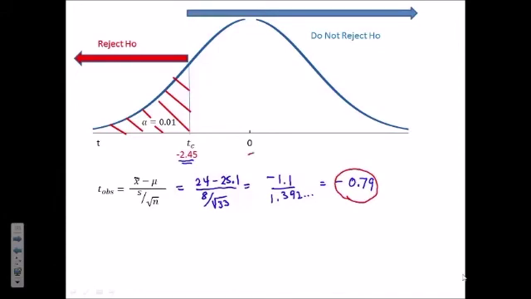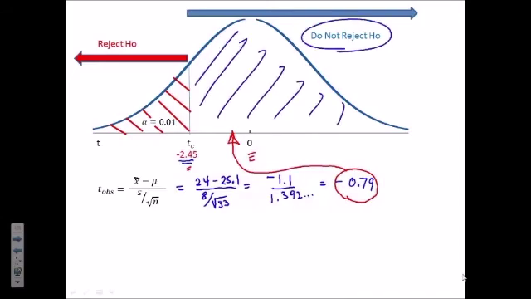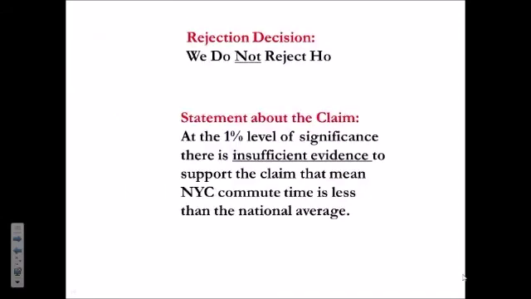Well, 0's in the middle. This is negative 2.45, so negative 0.79 would be someplace in here. It's in the do not reject H0 part of the curve, so we would say we do not reject H0. This is the case where our result is not statistically significant. We have made our rejection decision. We do not reject H0.